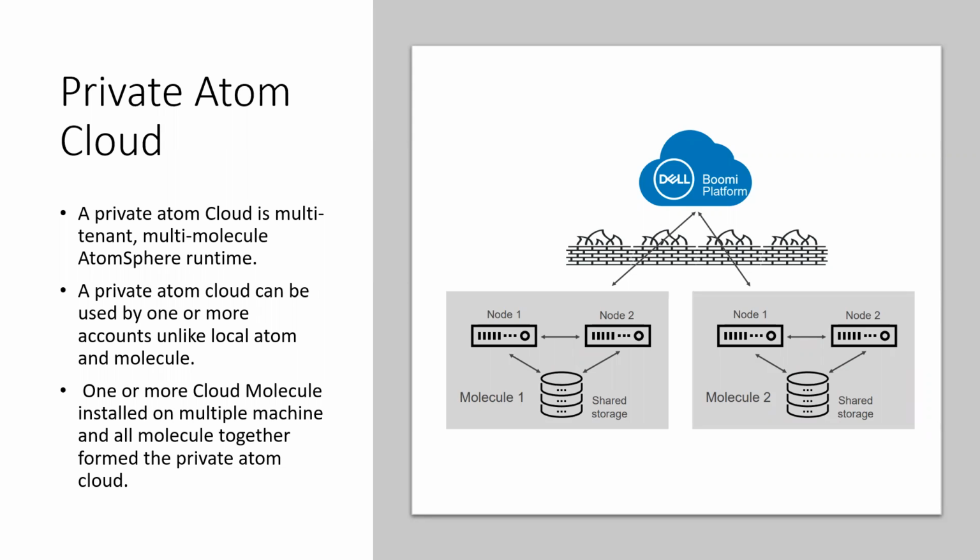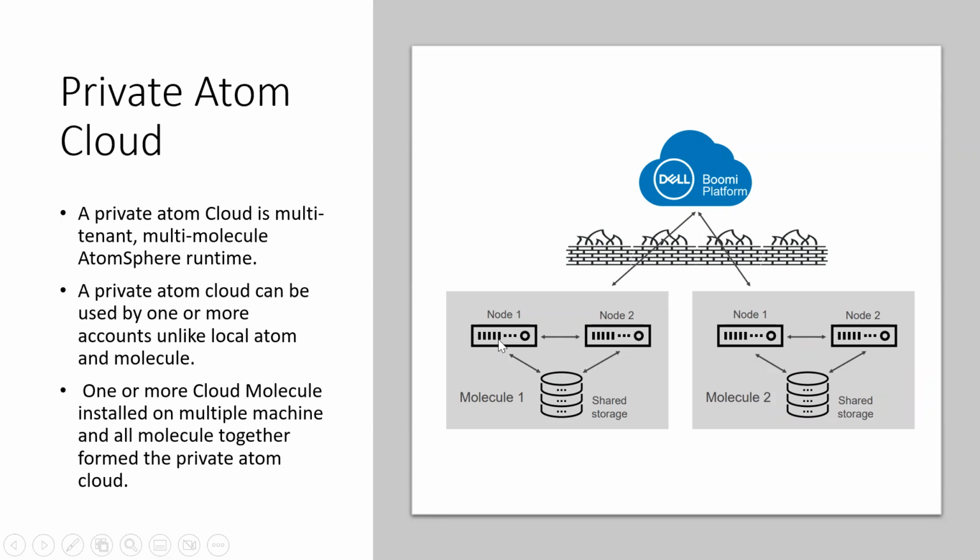And each business group wants to use its own isolated infrastructure. In such cases, you can allow all the business groups to use the same private atom cloud, basically, right? So that is where a private atom cloud is useful. So what is the difference between a molecule and the private atom cloud?